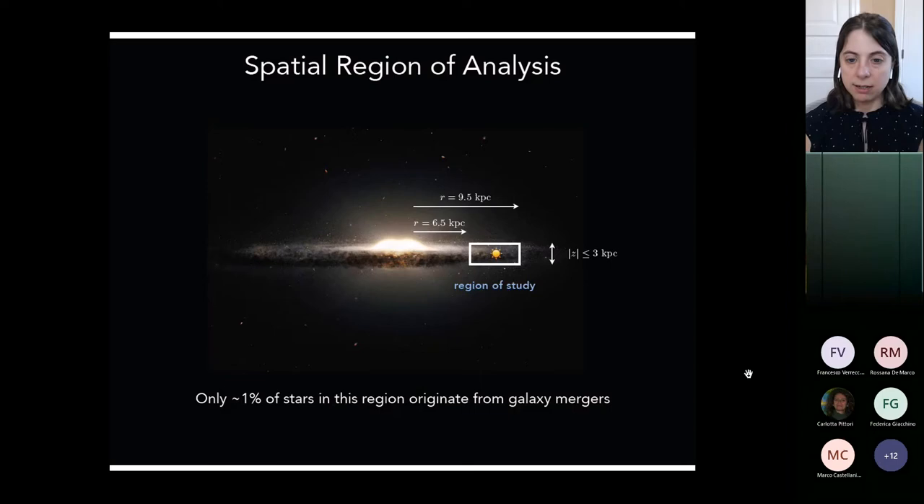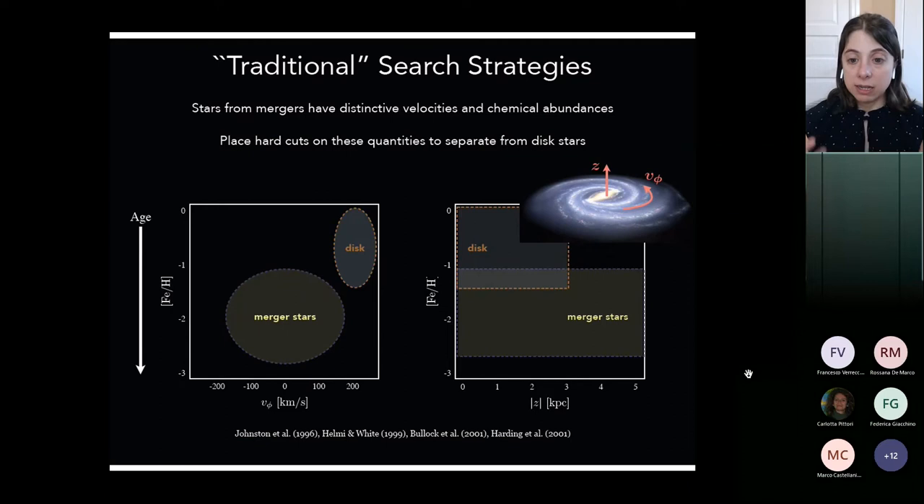So a very traditional way of doing these kinds of searches is to try to figure out how to separate out the stars that would have been born in the Milky Way's disk from those that would have come in from a merger, by slicing in particular regions of parameter space where you'd think that the disk stars should be separated from the merger stars. This is just a little cartoon to show how this would work along particular parameters.